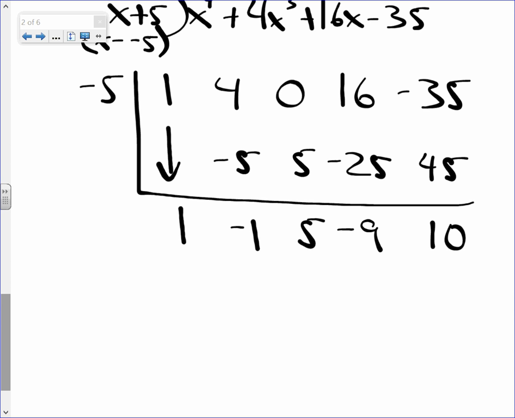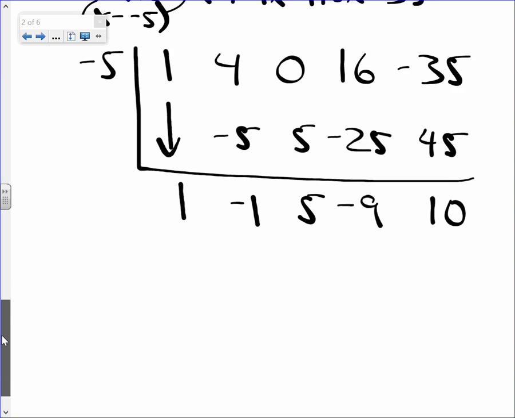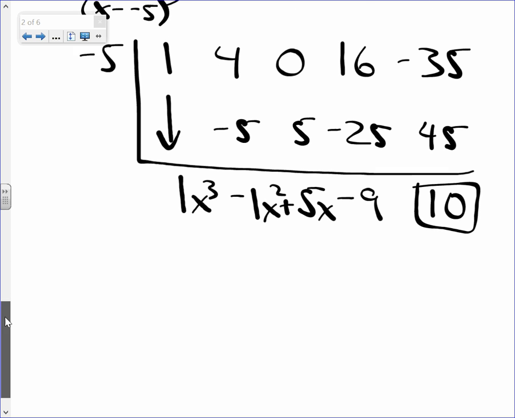Now for the x's, the variables. I need an x to the third power and 1 less than the dividend. So here we go. 1x to the third minus 1x squared. Look at that. This is a positive 5, so I'm going to put a plus 5x minus 9. I got a remainder. So let me write it professionally now.